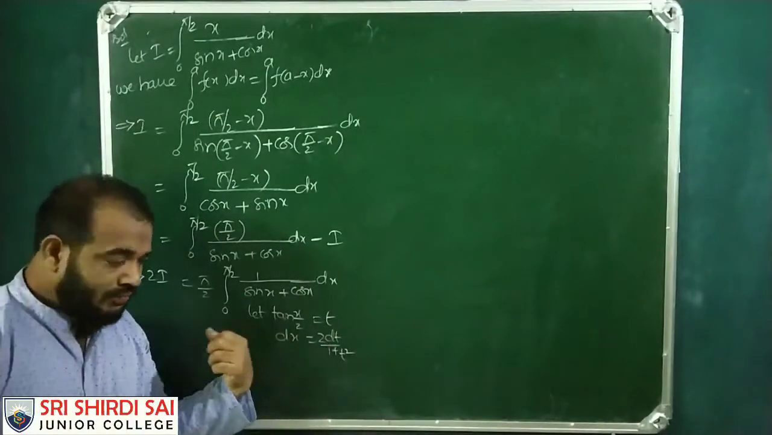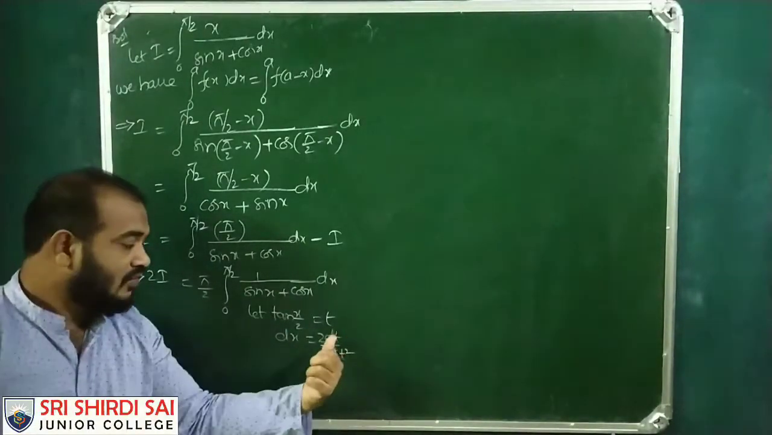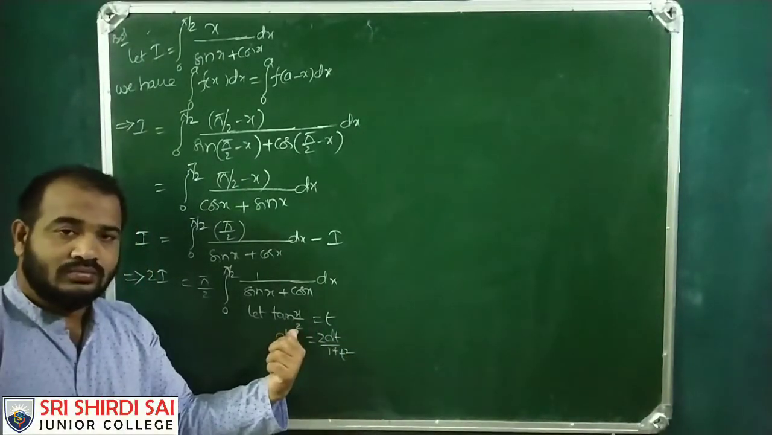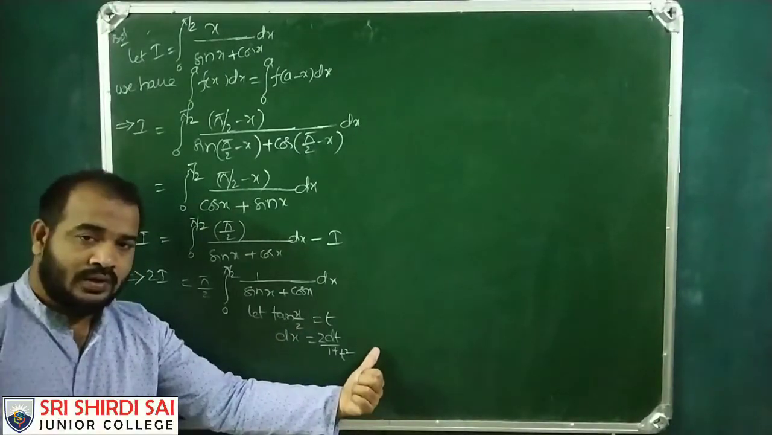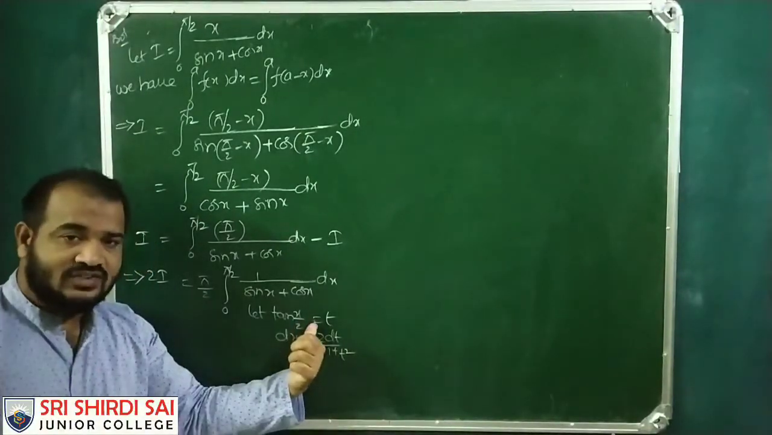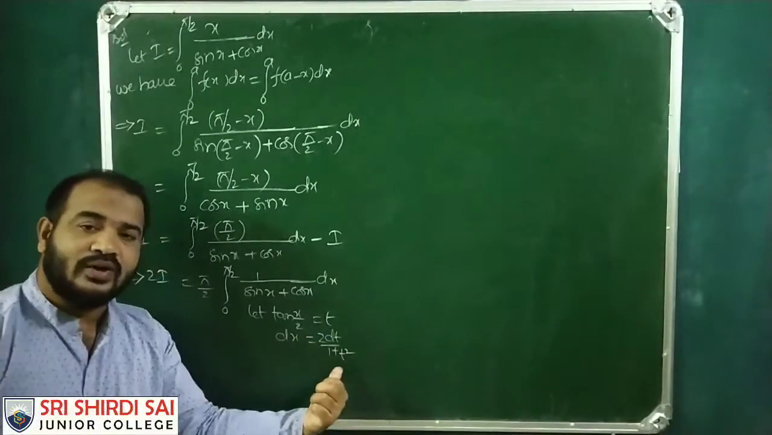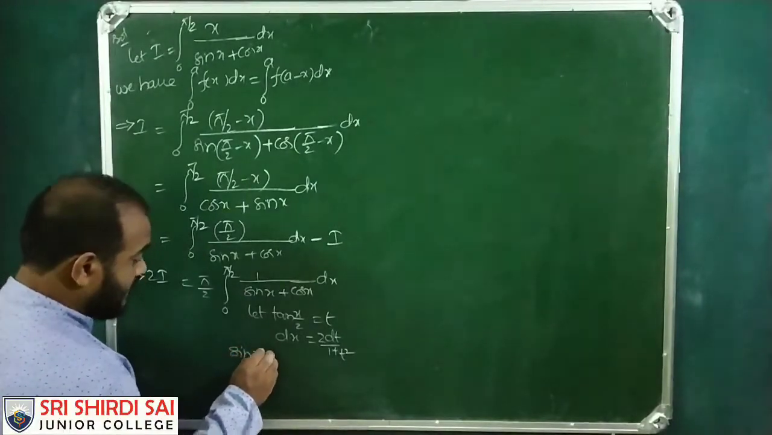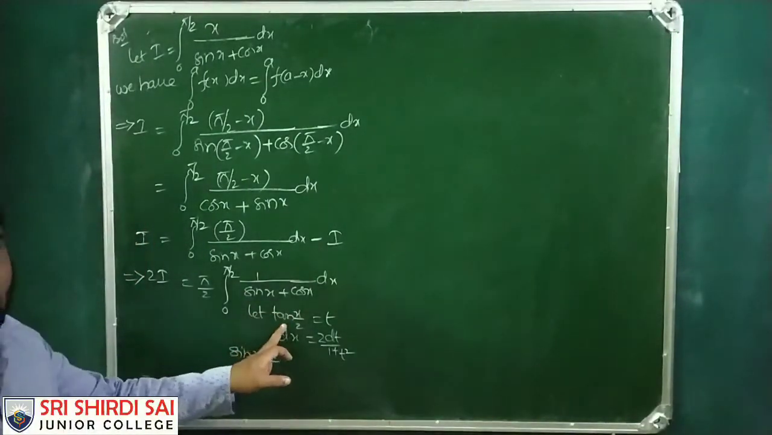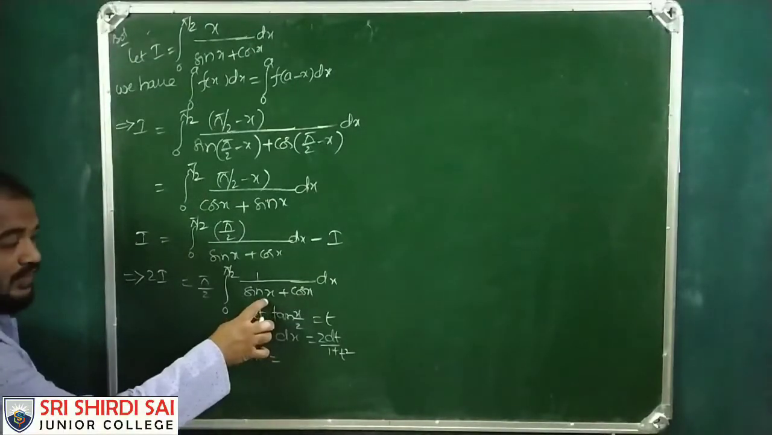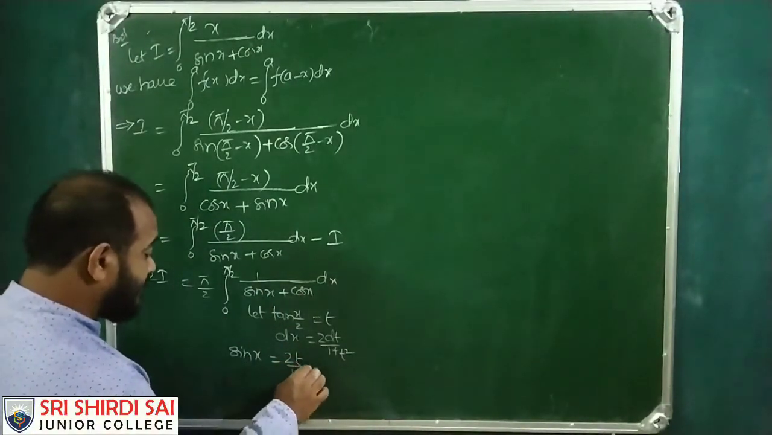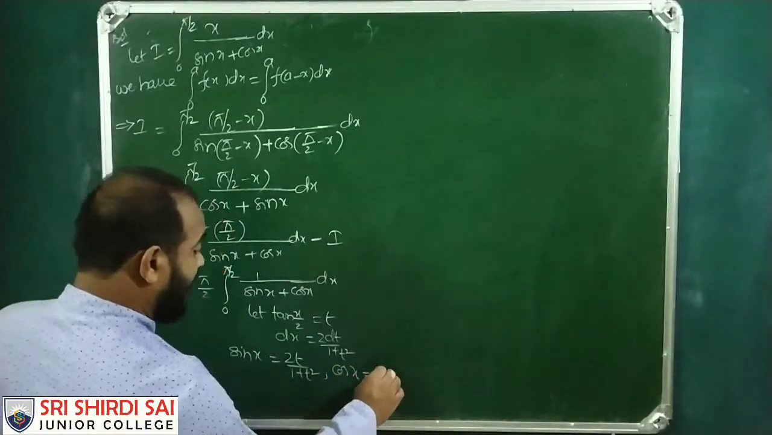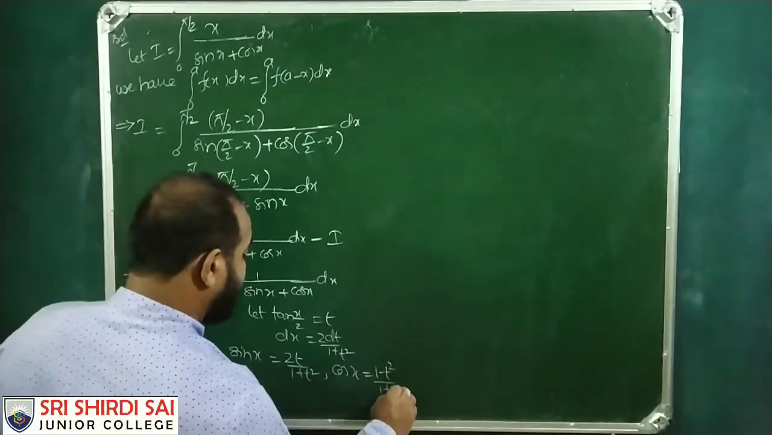So 1 by 2, if you transpose that side, it will be 2. So 2 dt by secant square x by 2, and secant square x by 2 is 1 plus tan square x by 2, which is this. And sin x in terms of tan is 2 tan x by 2 by 1 plus tan square x by 2, so 2t by 1 plus t square. And cos x is equal to 1 minus t square by 1 plus t square.